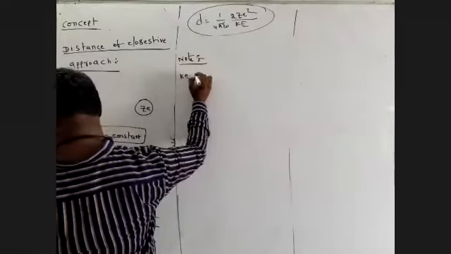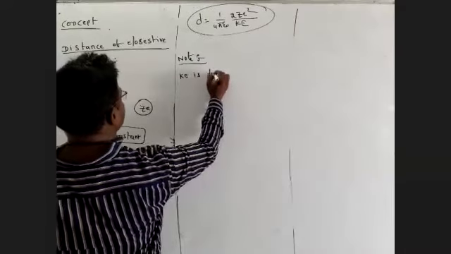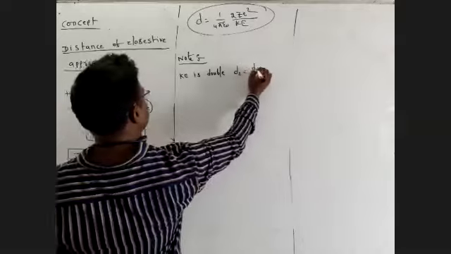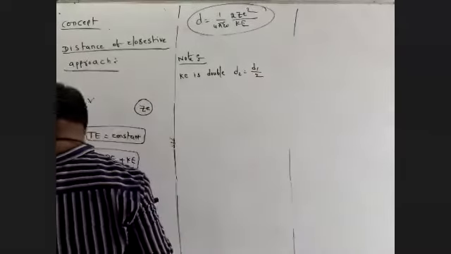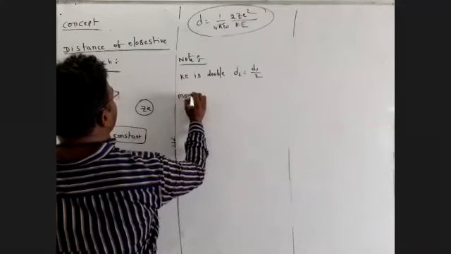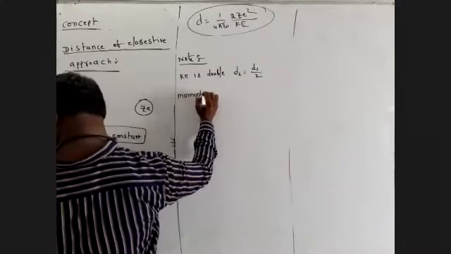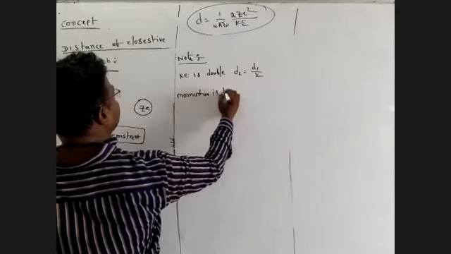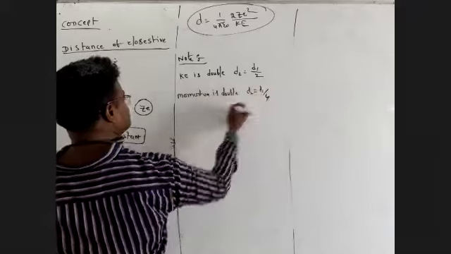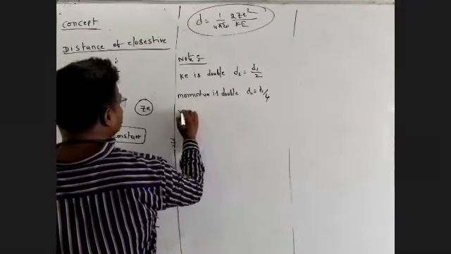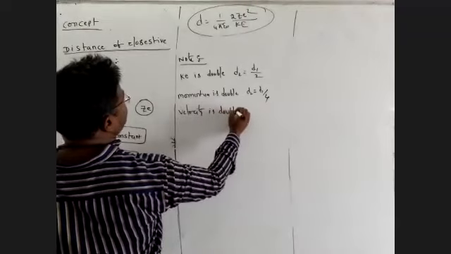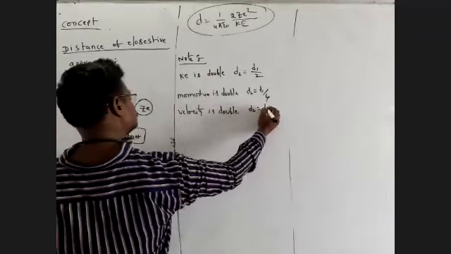So if the kinetic energy is doubled, D2 is equal to D1 by 2. If the momentum is doubled, D2 by D1 is 1 by 4, that is the answer. If the velocity is doubled, D2 is equal to D1 by 4.